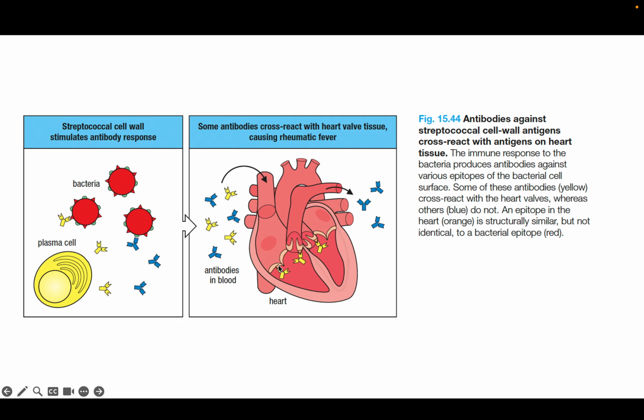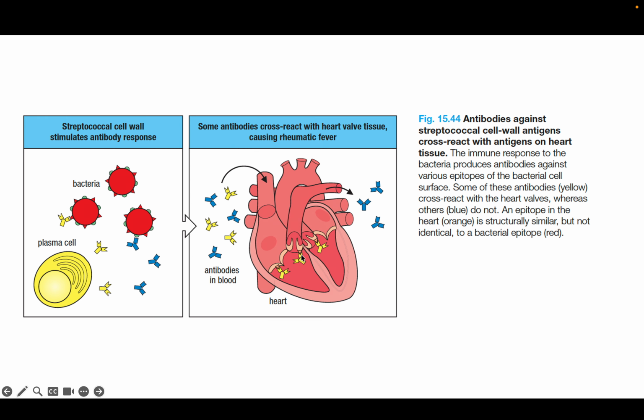So these triangles, the orange and the red, are not the same, but they're similar in structure. And this antibody that is supposedly binding to the Streptococcus is able to bind here because it's so similar. This is what we call molecular mimicry. This blue one doesn't bind anywhere because there's nothing that mimics it, so this protein is basically filtered.